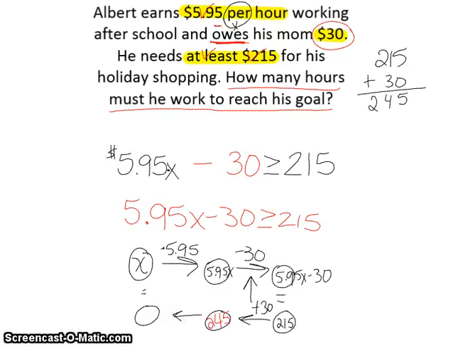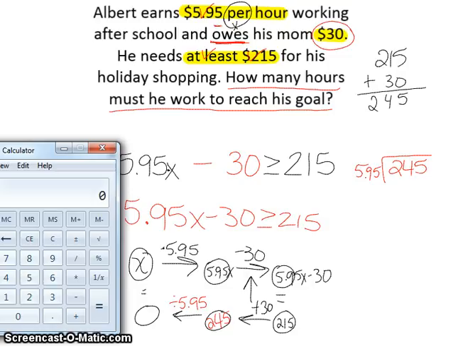Then I have to do the opposite of times 5.95, and I want to divide by 5.95. So I have to take that 245 and divide by 5.95. For the purpose of this example, I want to go ahead and use a calculator. Alright, so I'm going to take 245 and I'm going to divide that by 5.95.